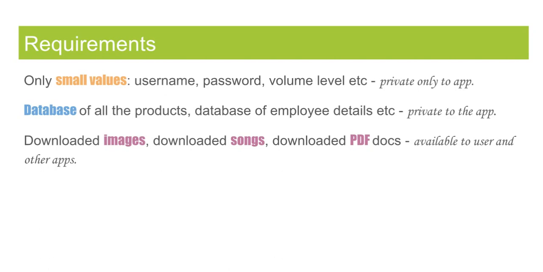Other type of data we need to store is downloaded images. For example, WhatsApp profile images, downloaded songs, for example, songs from Wink Music app, or other PDF docs or other documents downloaded from browser or any other app, which we want that not only that particular app could open, or we can access or share it via other apps also. So these are available to user and other apps publicly.